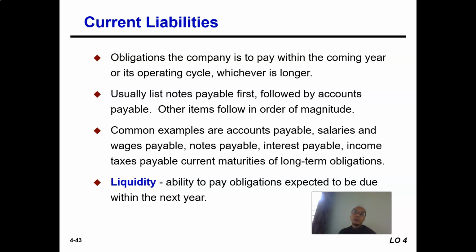So liabilities, by the name, you should understand that it is an obligation by the company. The company is obligated to pay some other party a certain amount, but when we call it current liabilities, then the amount that we need to pay, we need to pay within one accounting period, or within one operating cycle, whichever is longer. Okay.